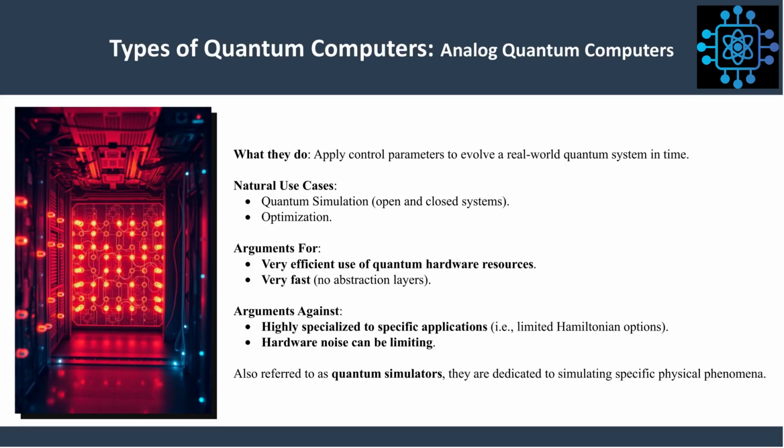Analog quantum computers evolve real-world quantum systems over time, excelling in quantum simulation and optimization. They efficiently utilize hardware resources and operate rapidly without abstraction layers. However, they are highly specialized with limited Hamiltonian options, and hardware noise can be a constraint. Often called quantum simulators, they focus on simulating specific physical phenomena.